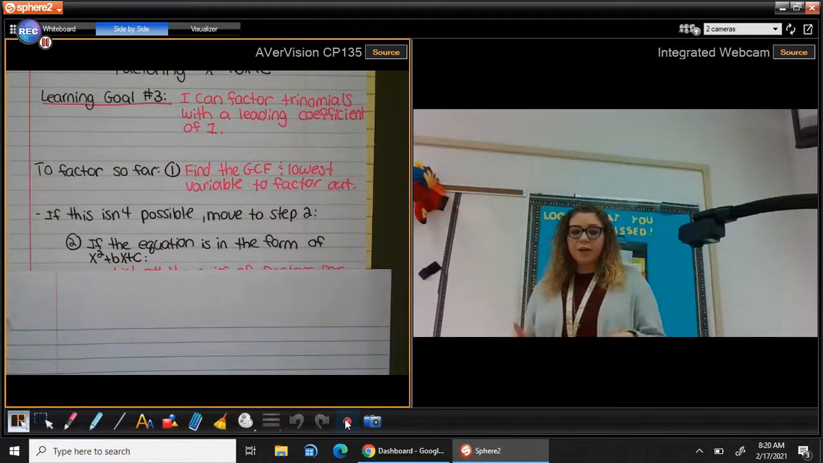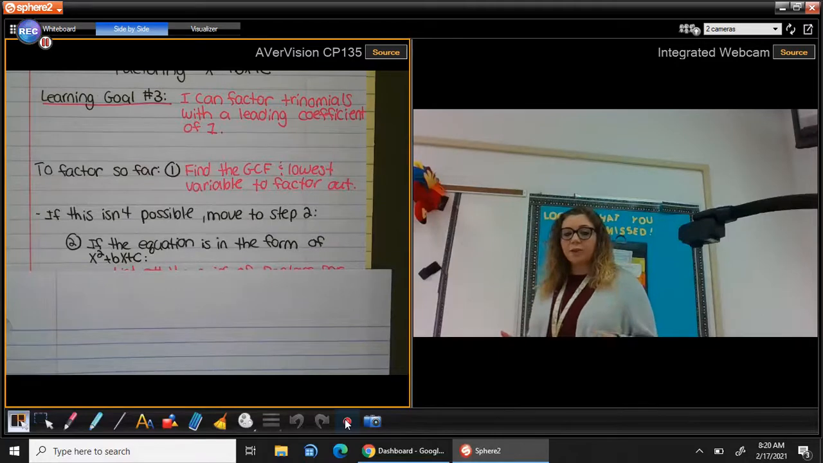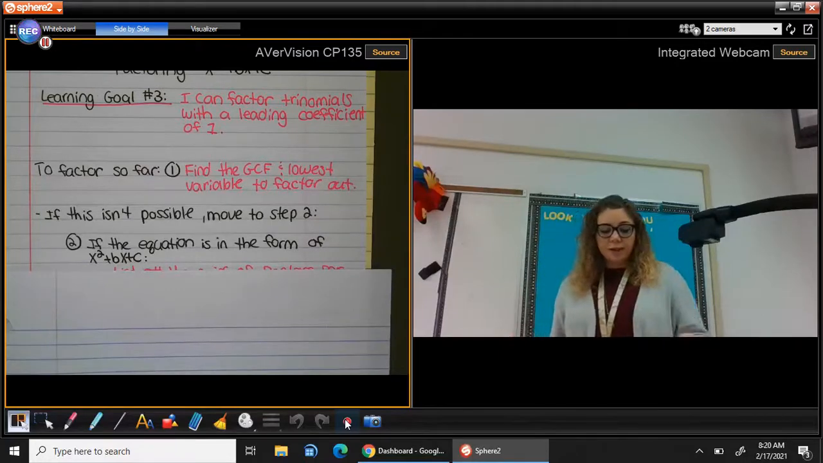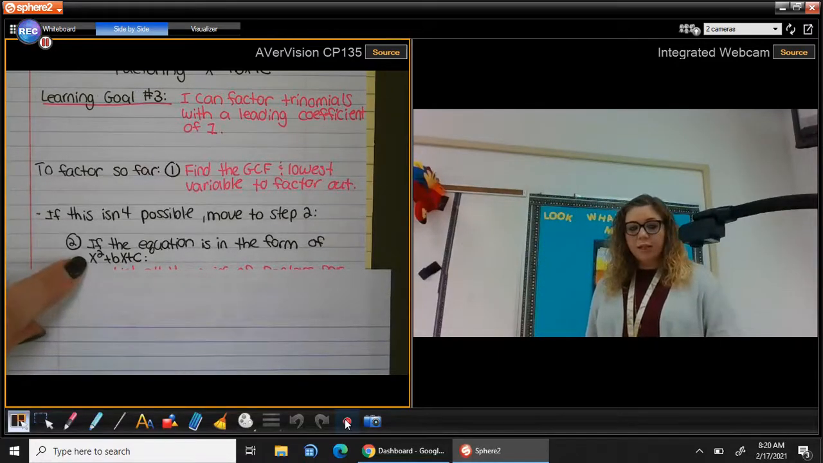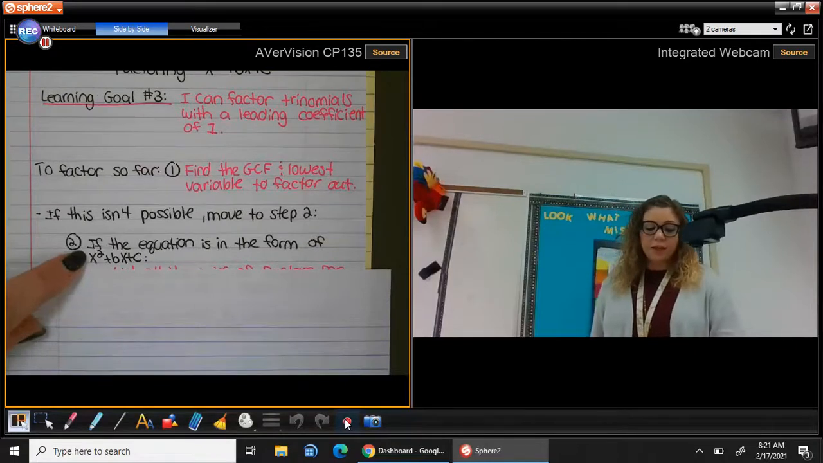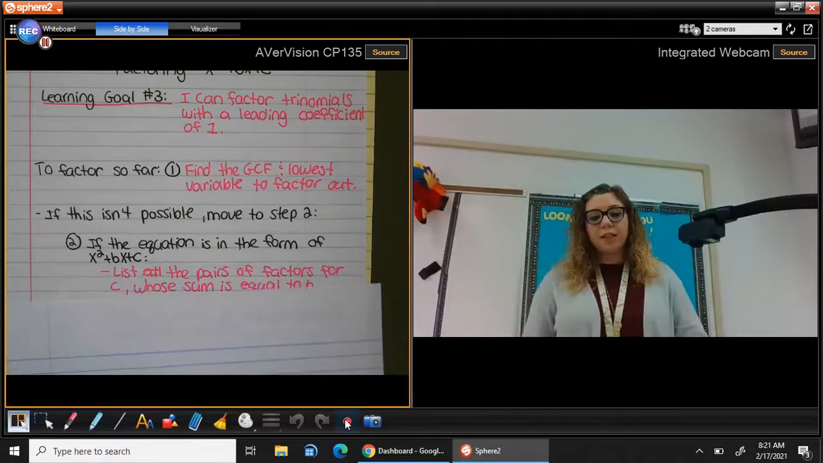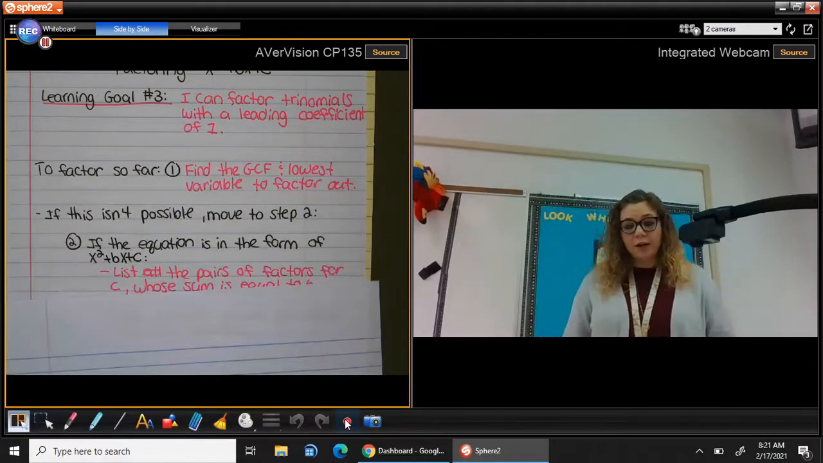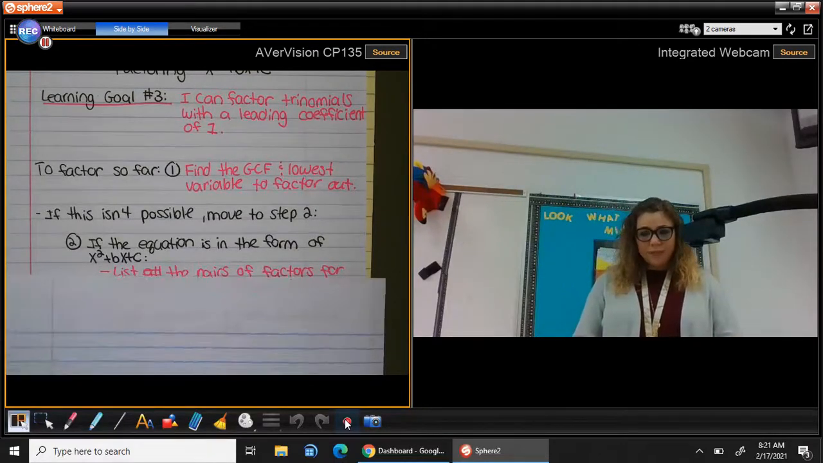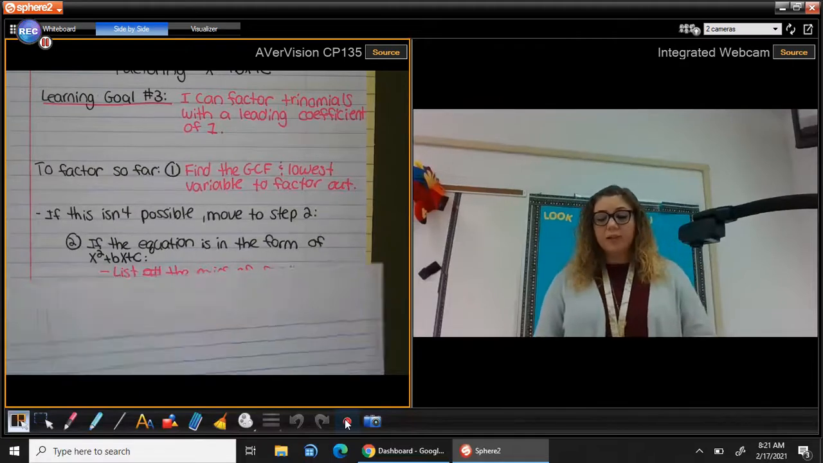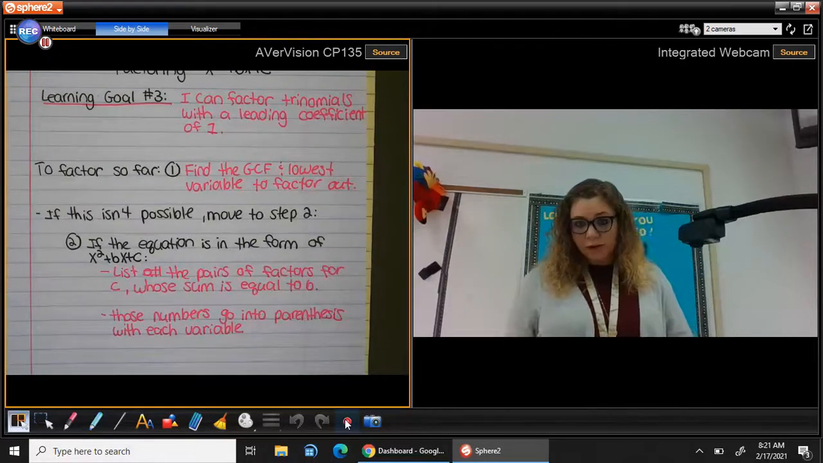If the equation is in the form of x squared plus bx plus c, that means your leading coefficient is 1. You don't have any other numbers beside the x squared. You're going to do the following. Yes, you do need to copy all of this down in your notebook, so you might want to pause the video so you can copy it down.